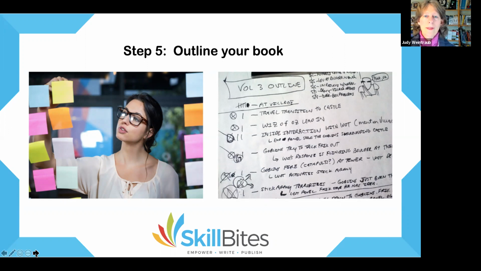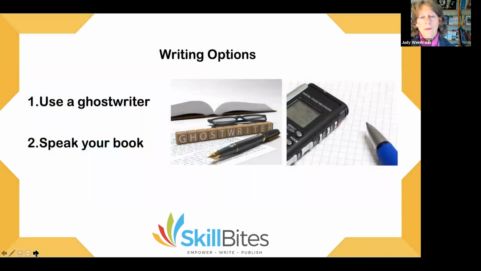So those are the 5 steps to get started with your book. And next, we're going to look at the different publishing options. Oh, excuse me. First, we're going to look at some writing options. So even if you have no interest in writing your book, you can still get a good book done.